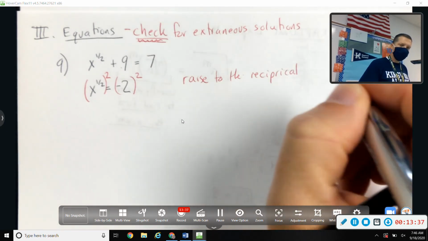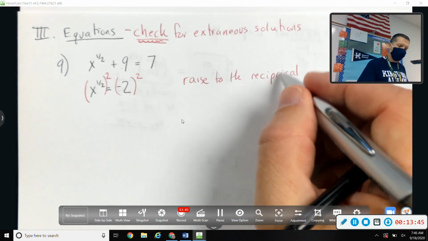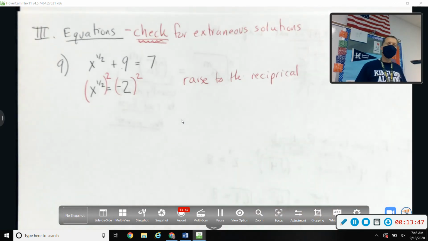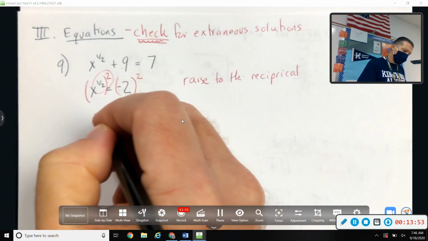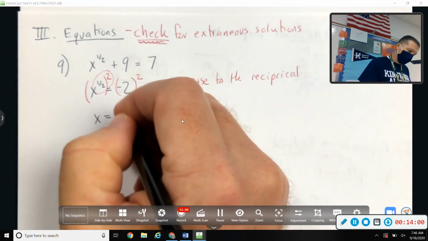Reciprocal. That doesn't look right. I don't think I spelled that right. Raise it to the reciprocal. That will, power to a power, you multiply. Half times 2 is 1. So that's what we wanted to do. We wanted just the power to be 1. And then the square of -2 is 4.